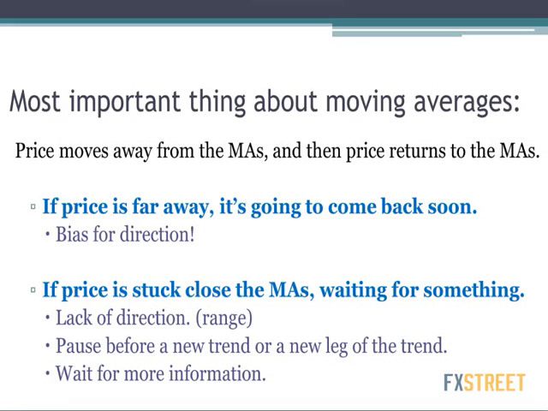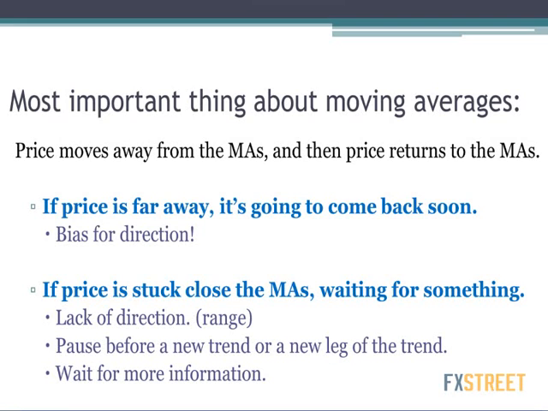But the most important thing to remember about these moving averages is that price is going to continuously take off and move away from them and come back. Even if you're stuck in a range, it's going to move away from those moving averages, and you can anticipate when it's going to snap back. If price is currently in a position that is distant from those moving averages, you can have a bias for direction, even if it's counter trend. You can have an idea that it's going to come back soon because price is really pretty far away from those moving averages in this particular moment.